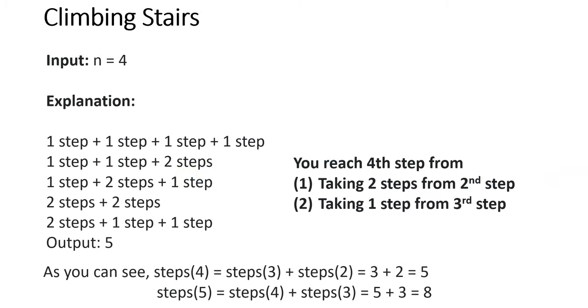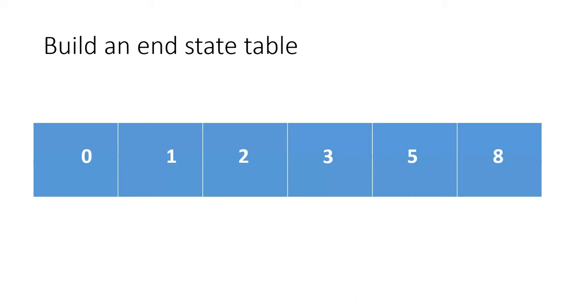For any step, when you have to get to the 4th step, you can get it from either taking 2 steps from the 2nd step or 1 step from the 3rd step. So your algorithm is already there. Now this algorithm is familiar to us. This is almost the Fibonacci series, right? Fibonacci series is 0, 1, 1. Here you have 0, 1, 2, 3, 5, 8, right?